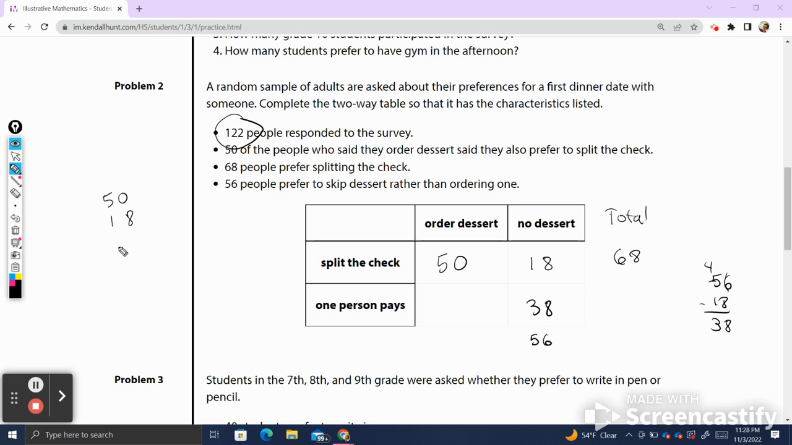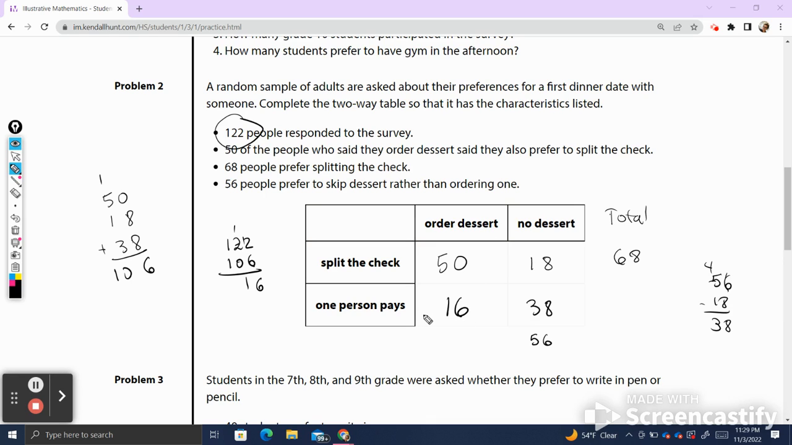18 of them split the check, do not order the dessert, and 38 of them have no dessert and one person pays. If we add that all up, we get 106 people. We know there's 122 people in the survey, so we need to figure out how many are left. We do a little bit of subtraction. I carry the 1, and there are 16 people left. So 16 people order dessert and one person pays.